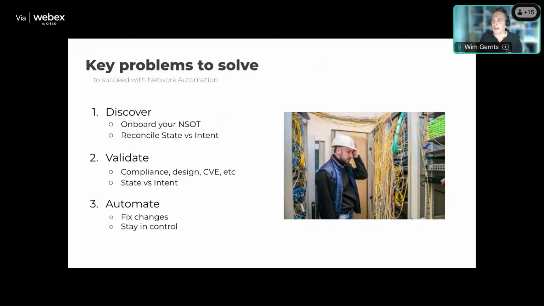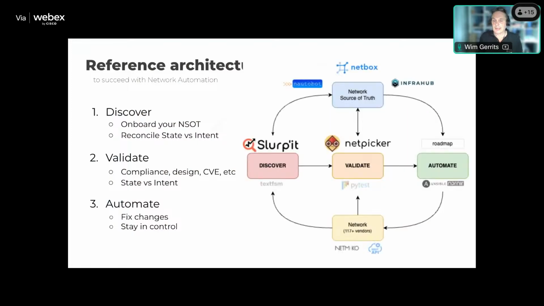Then the second question is, how good is my network in terms of my design, my compliance, my vulnerabilities, hardening, all these kinds of things. What Netpicker does is give you the ability to run full testing against your configurations, show commands, but also other data sets like NetBox, and use externally available information to check state versus intent. And then finally, you want to drive down the automation and make changes to the network.